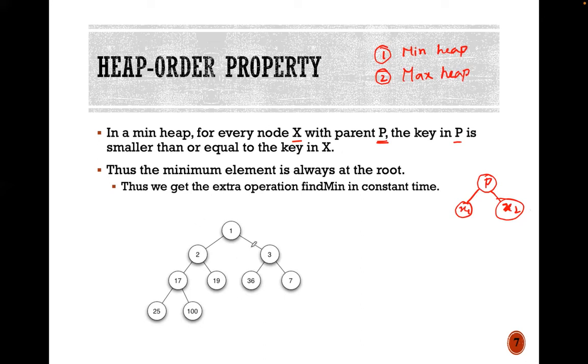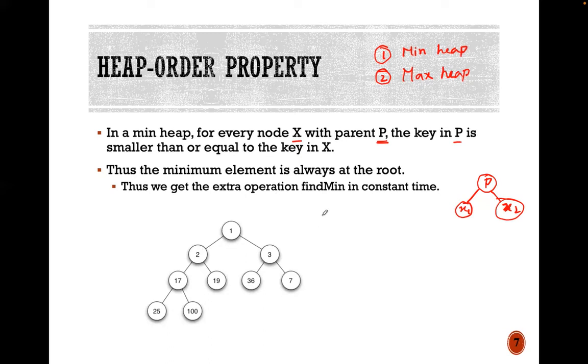All right, so let's see the example here. Let's check every node in this data structure. You can see that node 1 has two children, 2 and 3, and 1 is smaller than both 2 and 3, right? So 2 is smaller than both 17 and 19. 3 is smaller than both 36 and 7. So the value of the parent can be smaller or equal to both of its children nodes. Here we have 17, which is less than both 25 and 100.